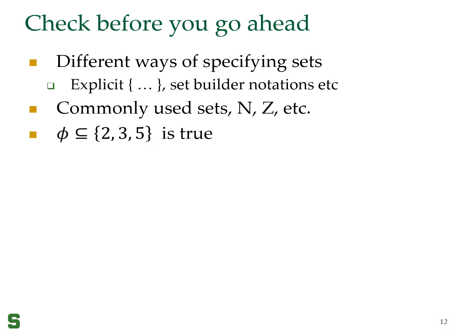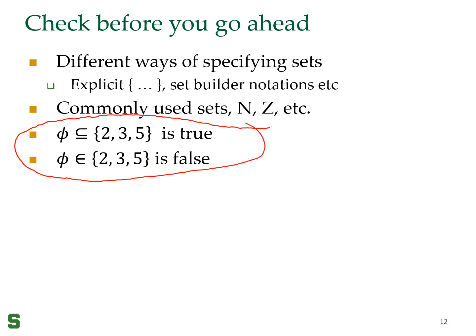One important thing I want to get across in this is the difference between subset and member of, and that is something I have seen students confuse. So here is an example of this. Phi, the empty set, is a subset of the set containing 2, 3, 5, but it is not an element of that set.